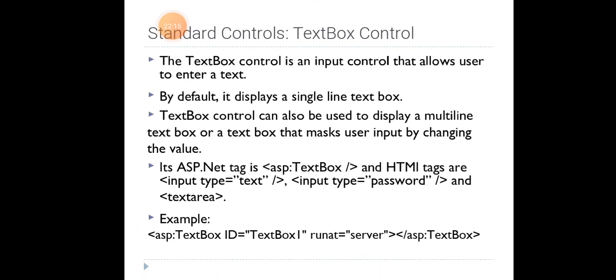Next we move on to the text box control. It is nothing but just like our text box in Visual Basic. It is an input control that allows the user to enter text. It may be a string, number, special character, etc. By default, it will display only a single line of text. It is also used to display multiple lines, or it will mask the user input.